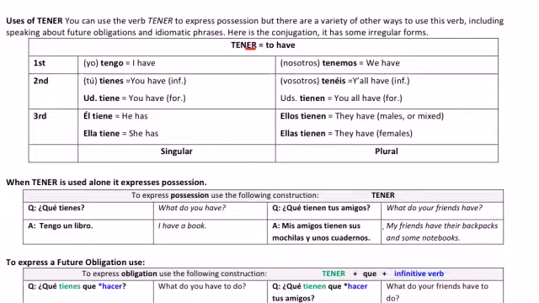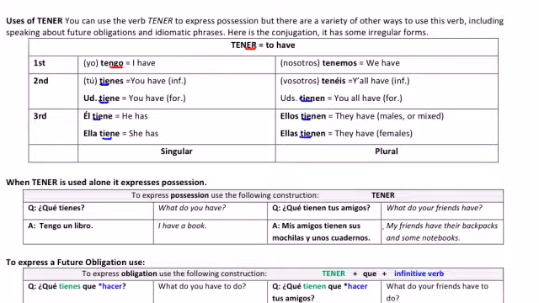And what makes it irregular is that not only is there an irregularity in the spelling of the first person, tengo, there's also a stem change in the second person singular, third person singular, and third person plural forms, along with the formal forms.